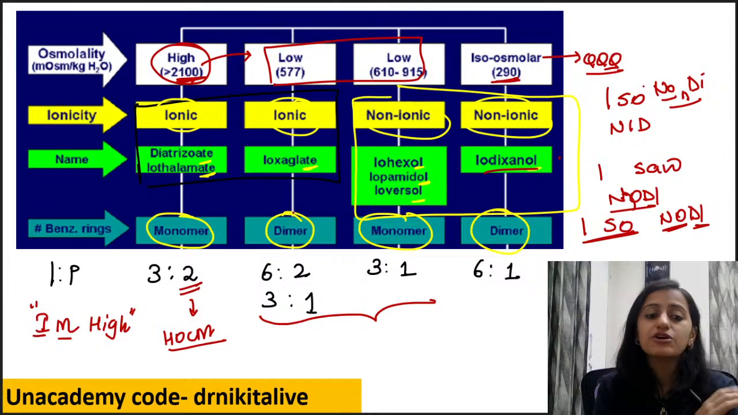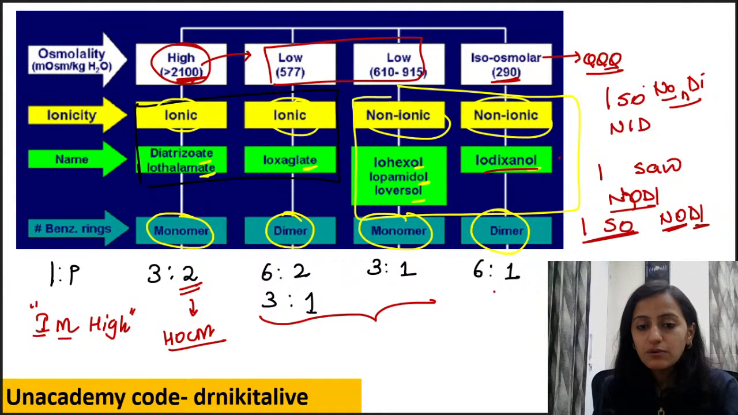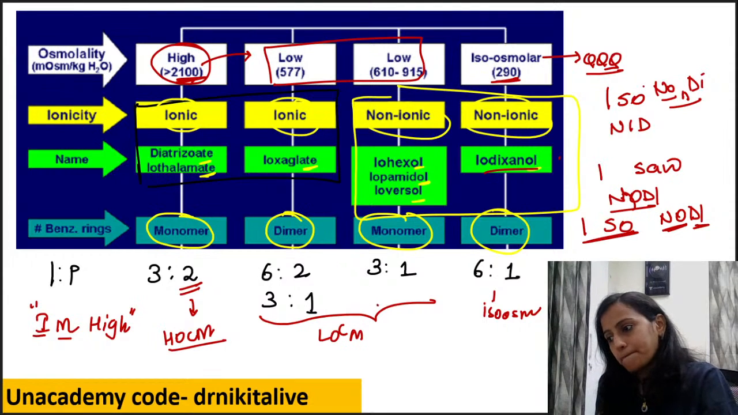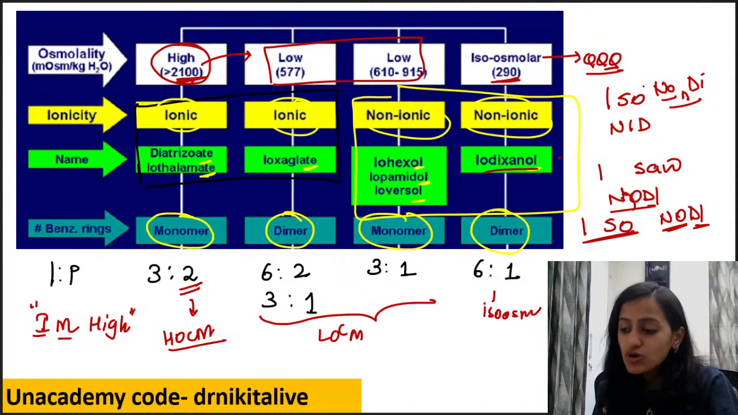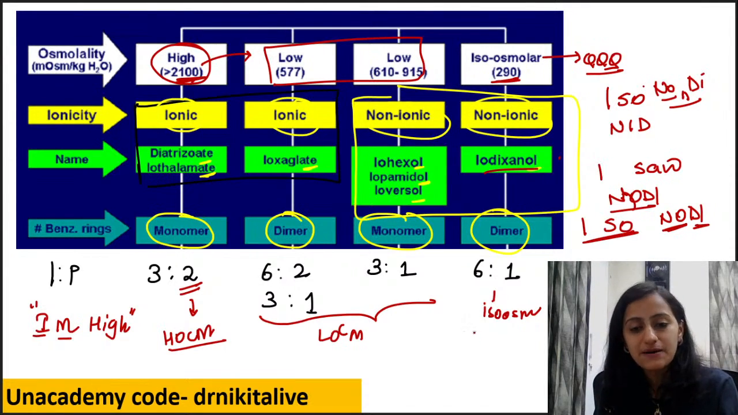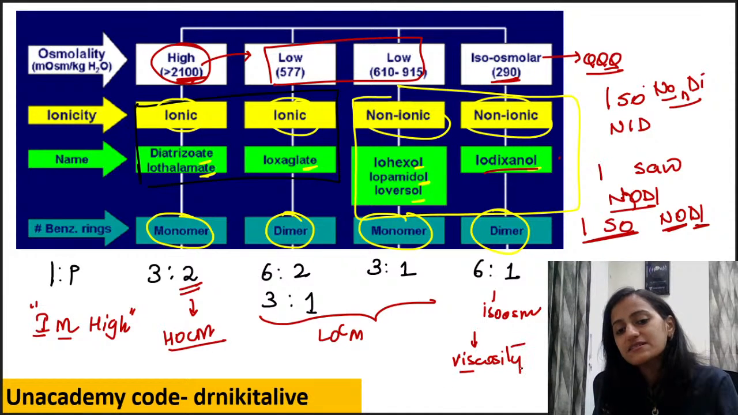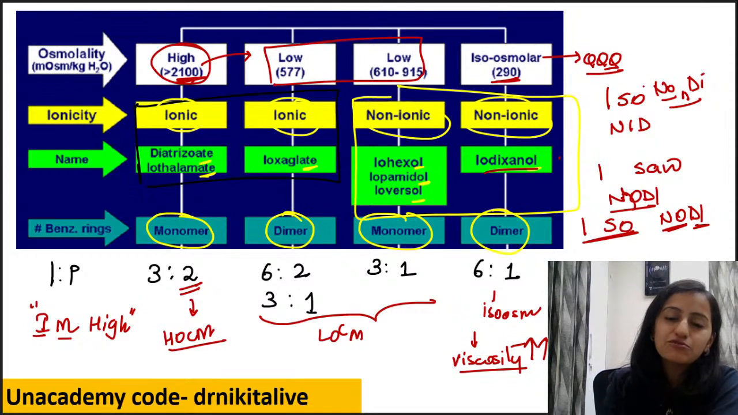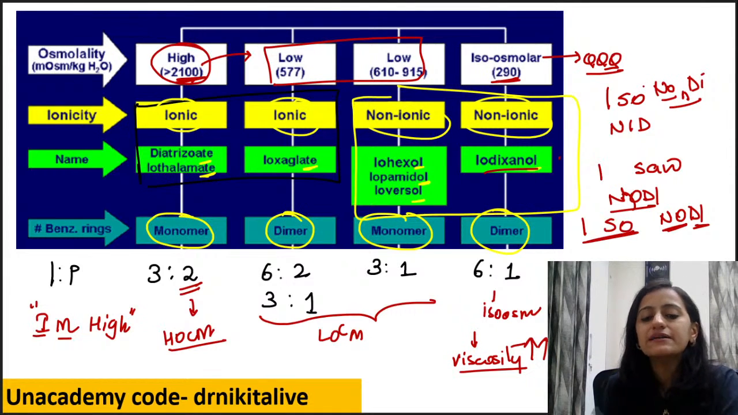So thinking logically, which will be the best contrast to use? Iso-osmolar, low osmolar or high osmolar? Iso-osmolar ideally should be the best because its osmolality is the same as plasma. But the disadvantage with this is that it is very viscous. The viscosity is very high, so it does not flow easily through the IV cannula and even in the blood. That is why this is not used very frequently.